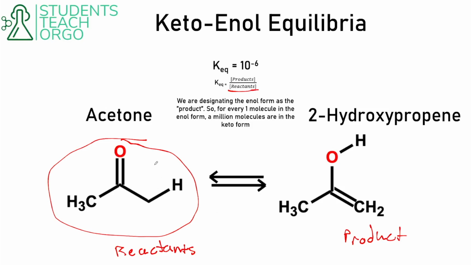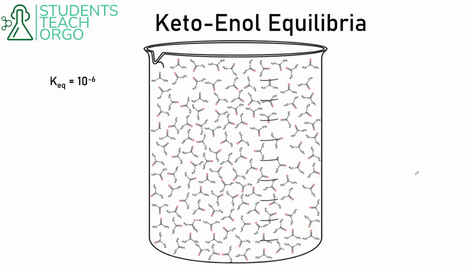And what that means is if you had acetone in a container, most of the molecules would be in the keto form, and just 1 in a million, literally a million, 10 to the minus sixth would be 1 in 1 million, would be in this enol form. And so I think this might be not super helpful, but I thought it was fun. So imagine that you've got this big beaker full of acetone. I know I don't have a million drawn there, but you can see just the one down there is in the enol form.